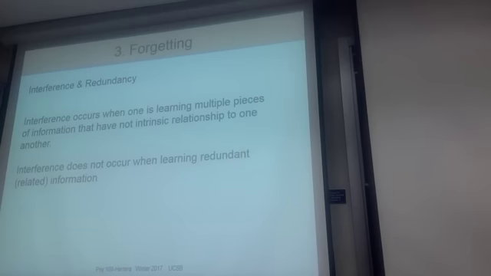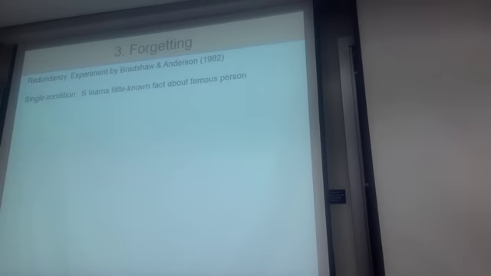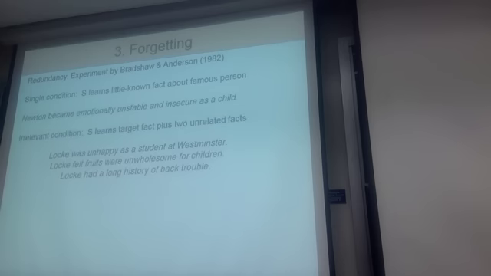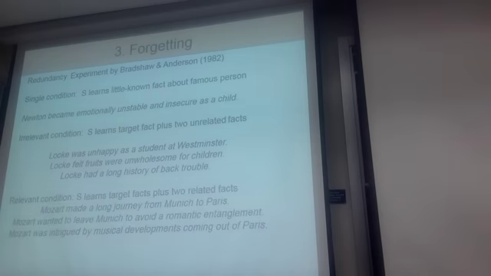So interference occurs when one is learning multiple pieces of information that have no intrinsic relationship to one another, but it doesn't occur when the learning is redundant or related, which makes sense. So the idea is that learning facts like Locke was unhappy, he felt like fruits were wholesome, those are totally unrelated, whereas facts like Mozart made the long journey because he wanted to leave Munich, those are all related facts.